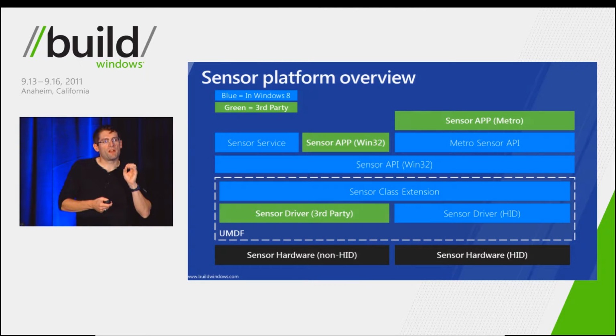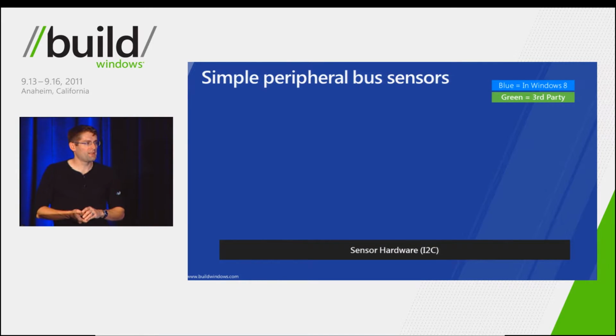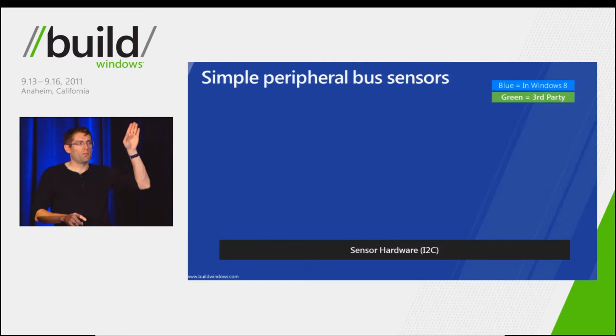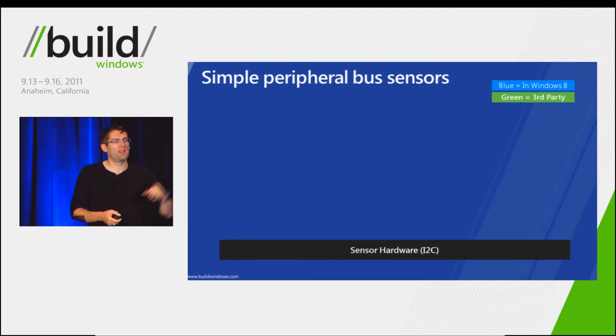But I want to focus on one specific new capability that really solves a lot of the challenges that I talked about earlier in the presentation. And that's the fact that Windows 8 has great support and connectivity options for what we call simple peripheral bus sensors. These are the types of buses that most sensors support, like I2C or SPI, for example. So let's walk through what the stack looks like from the hardware up this time if we want to integrate a simple peripheral bus sensor.